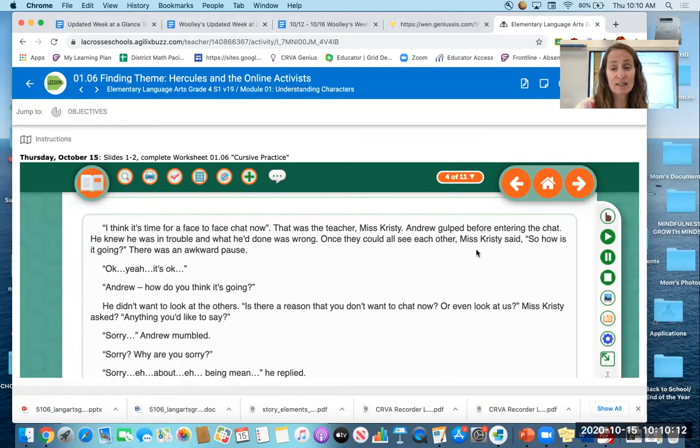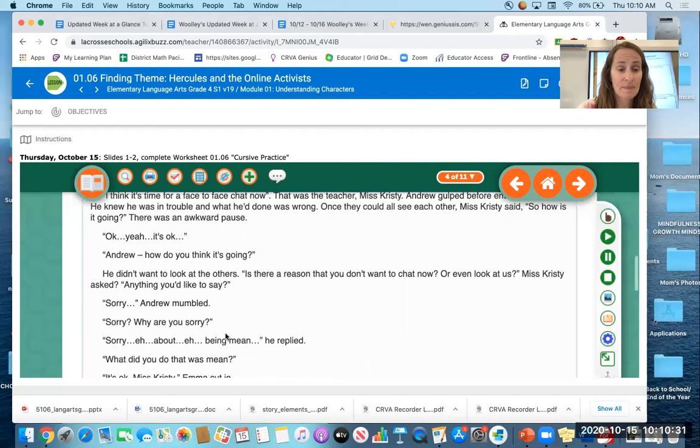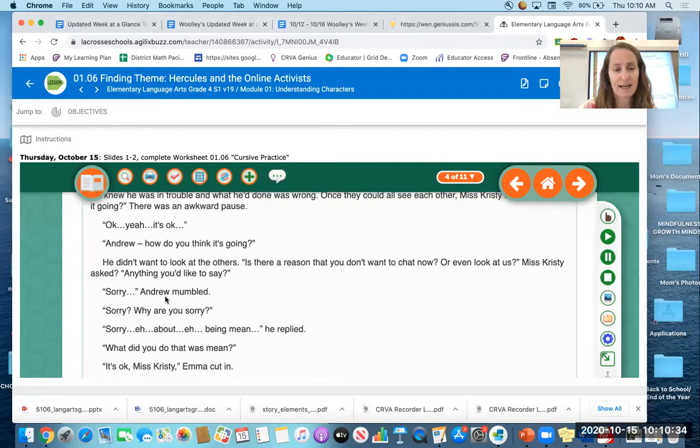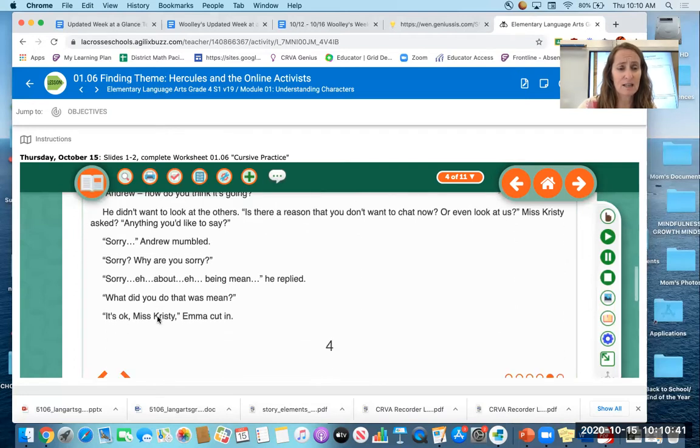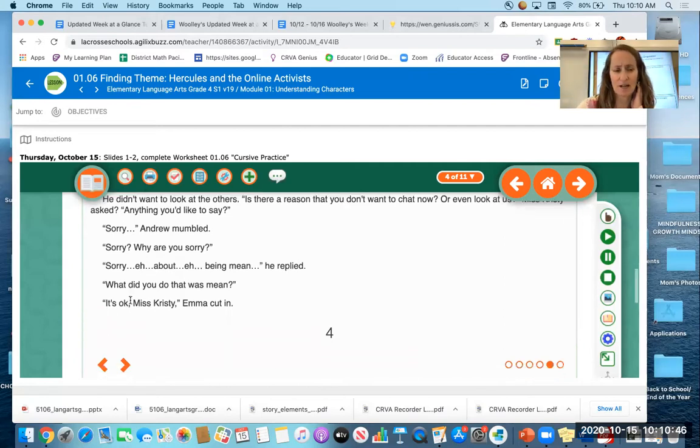Once they could all see each other, Miss Christie said, "So how is it going?" There was an awkward pause. "Okay, yeah, it's okay." "Andrew, how do you think it's going?" He didn't want to look at the others. "Is there a reason that you don't want to chat now or even look at us?" Miss Christie asked. "Anything you'd like to say?" "Sorry," Andrew mumbled. "Sorry? Why are you sorry?" "Sorry about being mean," he replied. "What did you do that was mean?" "It's okay, Miss Christie," Emma cut in.